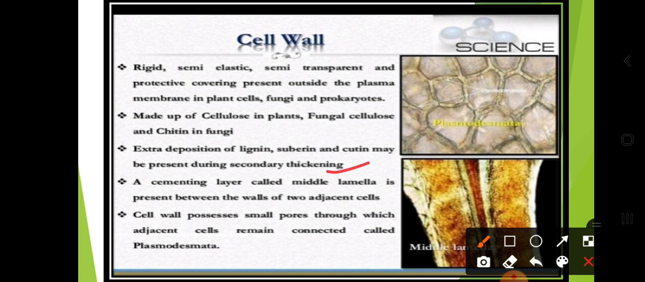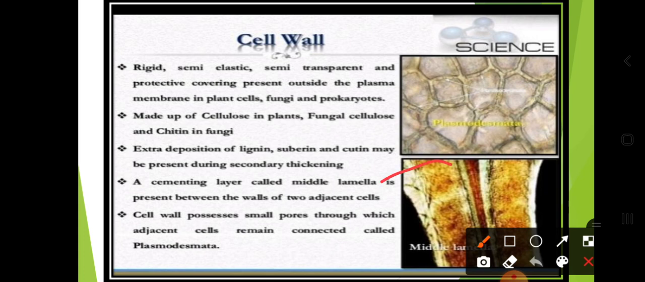The cementing layer called the middle lamella is present between the walls of two adjacent cells. Two adjacent cells means here is one cell, here is another cell, and they are joined by the binding of the middle lamella. How is it binding? It possesses small pores, very tiny pores, which allow the constituent small particles to connect with each other.